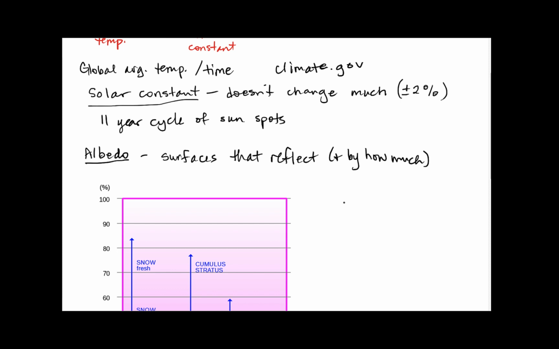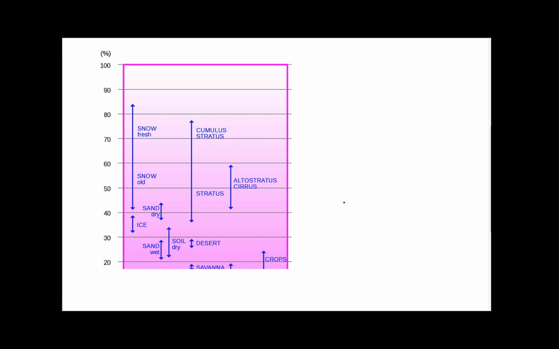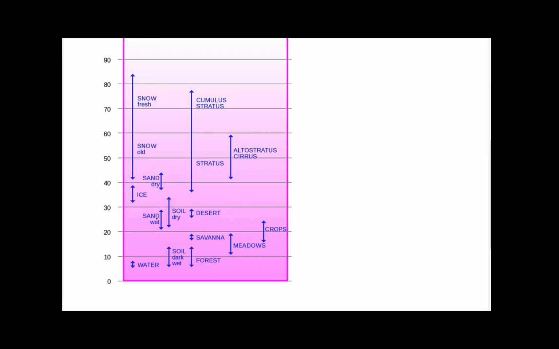Let's take a look at this diagram. It gives us a general sense for the percent reflectivity of these different materials. You can see that the things that are the most reflective are the clouds. Different kinds of clouds have different reflectivity. And then snow is even more reflective depending on how fresh it is. And then some areas where we have very pale sand are going to be really reflective as well.